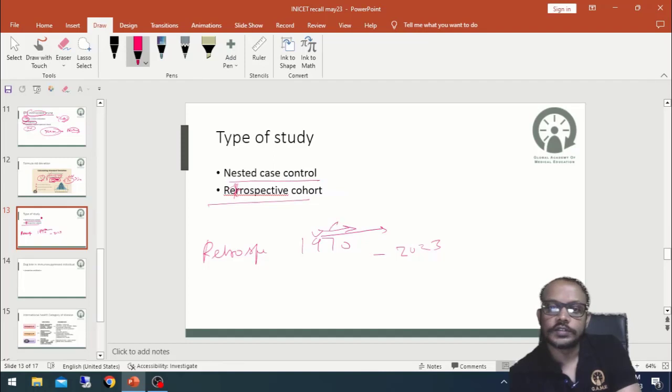We all have the record-based study, and this is the retrospective study, from the backward to the forward, from the past. But the nested case control is actually a classical cohort study. It is a kind of cohort study.